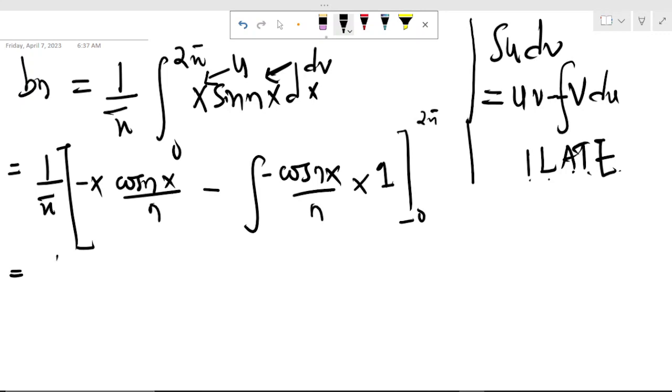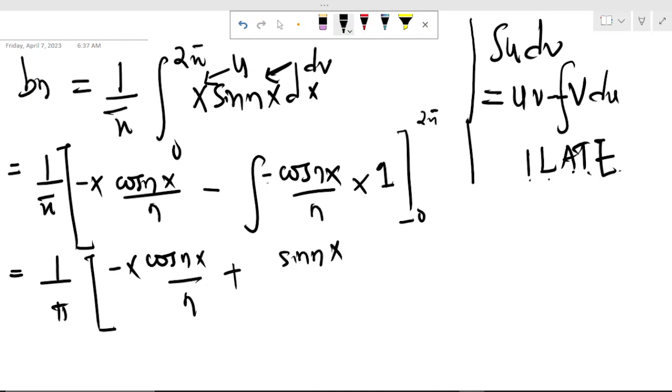So this gives us 1 over pi, minus x cos nx over n. Then we can bring out our minus here, so this gives us plus. And integrating cos nx over n gives us sine nx all over n squared, which is sine nx over n times the n that is here before. So now let's plug in our limits from 0 to 2 pi.